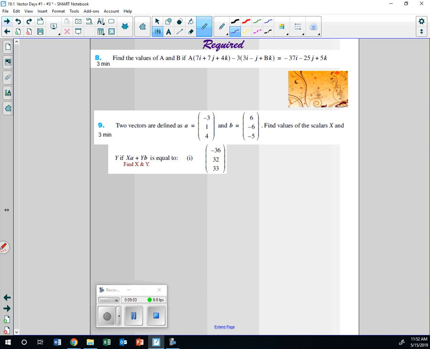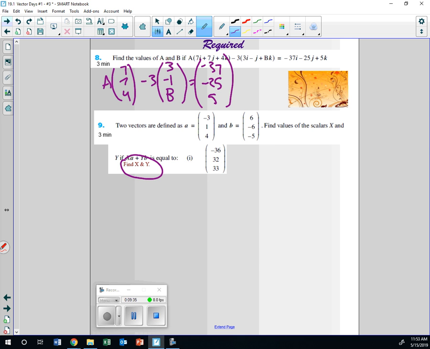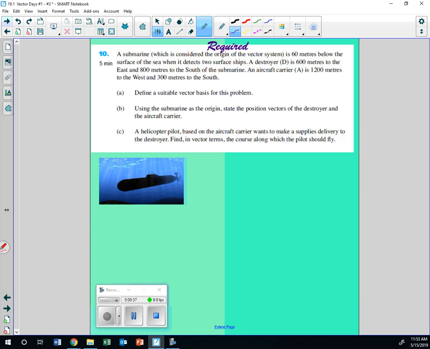So what they have here is they have A times the vector 7, 7, 4 minus 3 times the vector 3, negative 1, B should be equal to negative 37, negative 25, and 5. And then you're going to solve for, you'll make some equations here and solve for A and B. You'll do the same thing with this one, setting it up and finding X and Y. And then there's a nice application with submarines that you can do for 10. Read and then interpret. That is vectors with numbers.